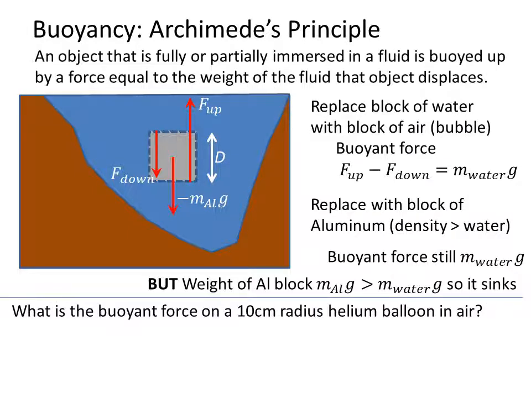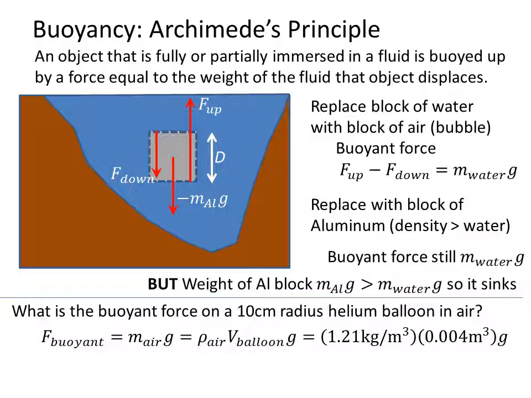What is the buoyant force on a 10 centimeter radius helium balloon in air? In this case, the air is the fluid that is being displaced, so F buoyant is equal to the mass of the air times g. And to find the mass of the air, we have to take the density of the air times the volume of the balloon times g.